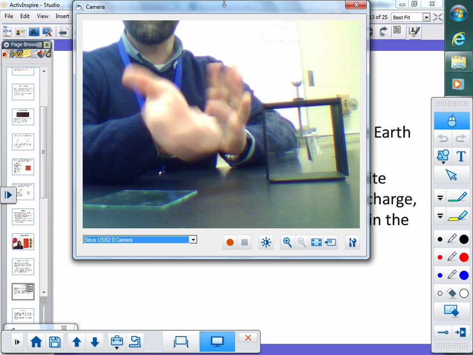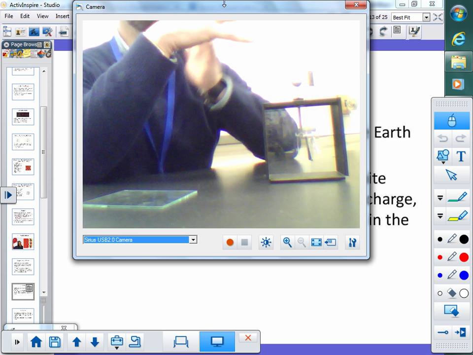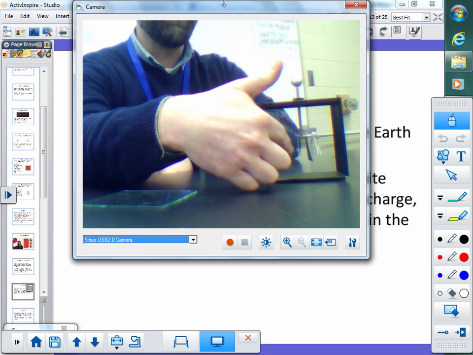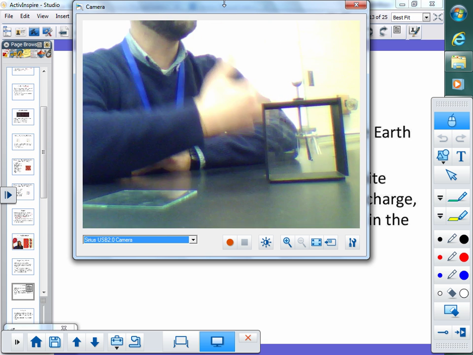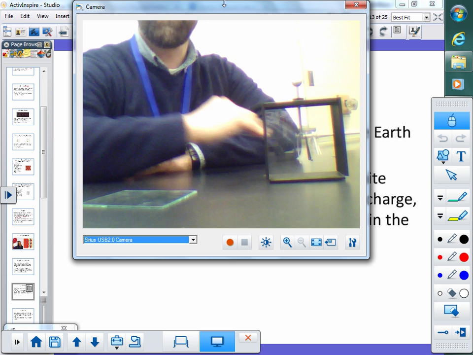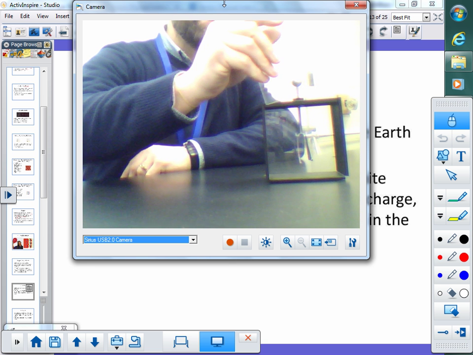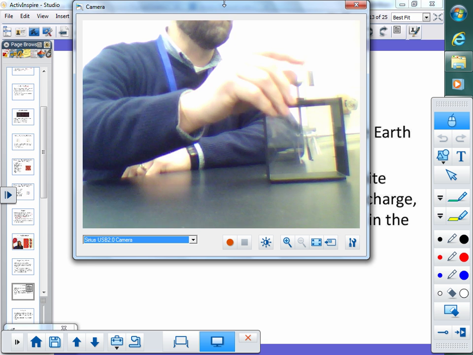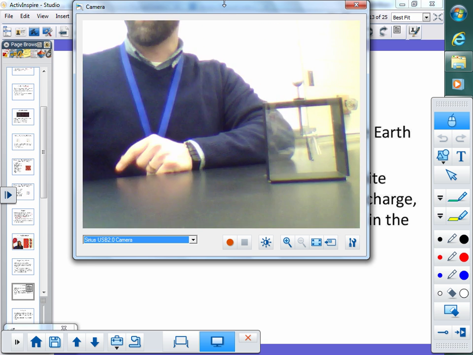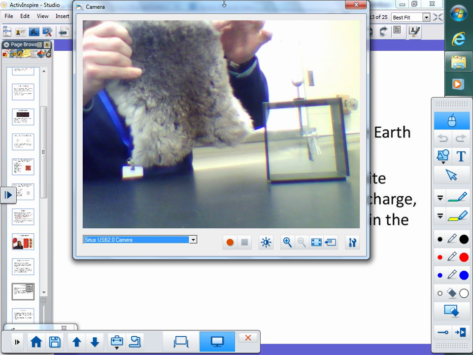Right now, everything's neutral, everything's cool, we're just laying there, right? These little pieces of aluminum foil are just hanging straight down because gravity is causing them to hang straight down. Okay. So I'm going to put this piece of glass. The piece of glass is just there to keep the wind from blowing the pieces of aluminum foil back and forth, okay?